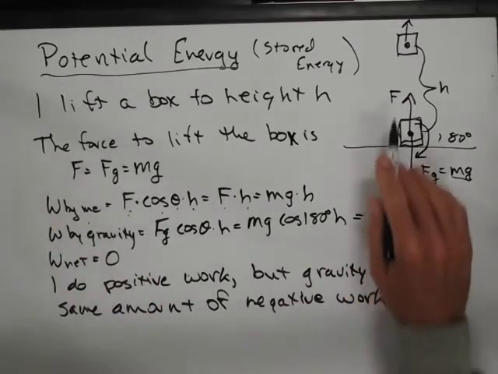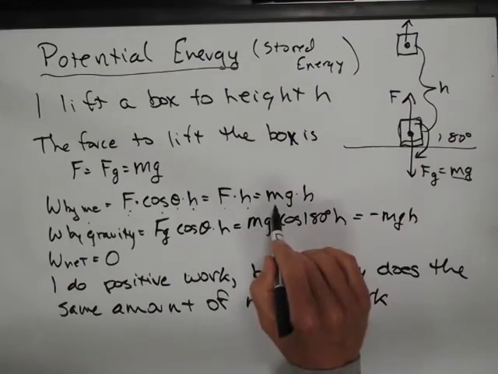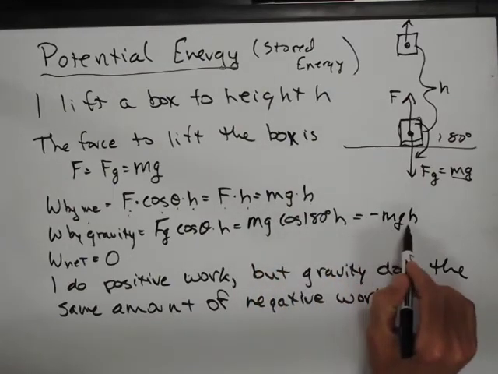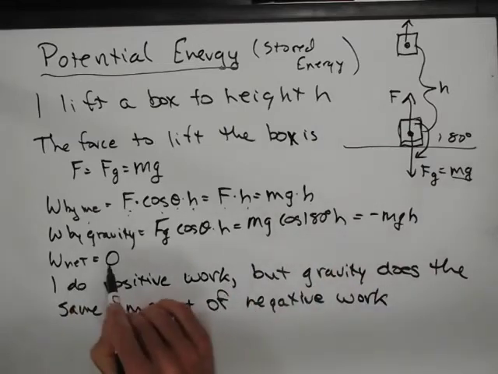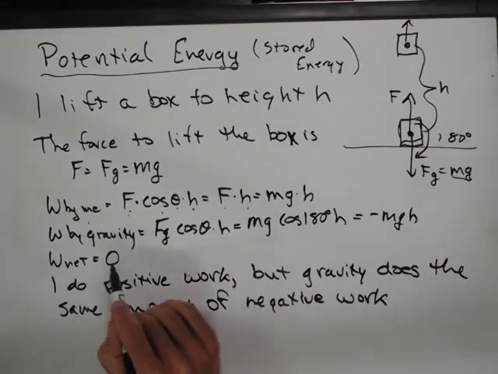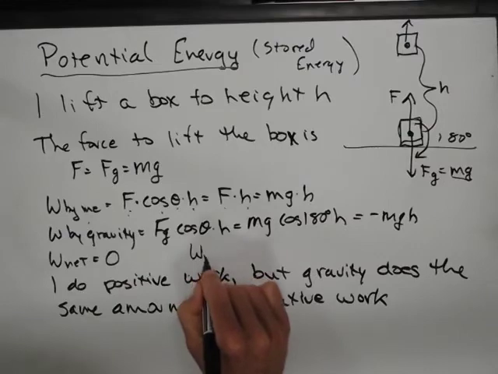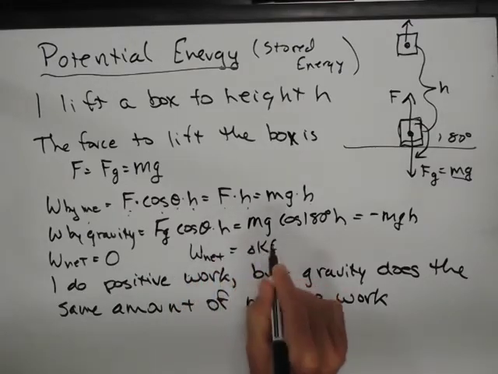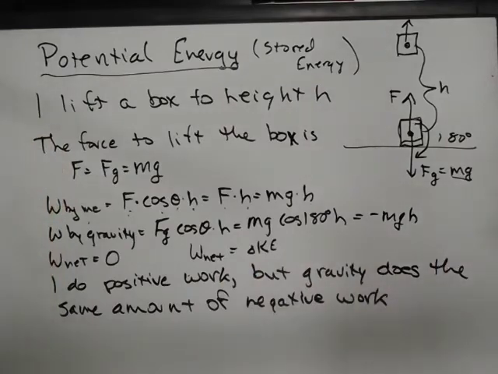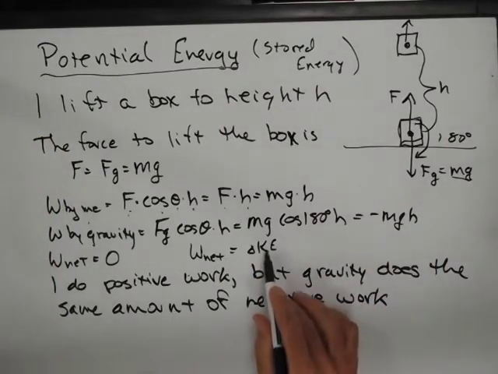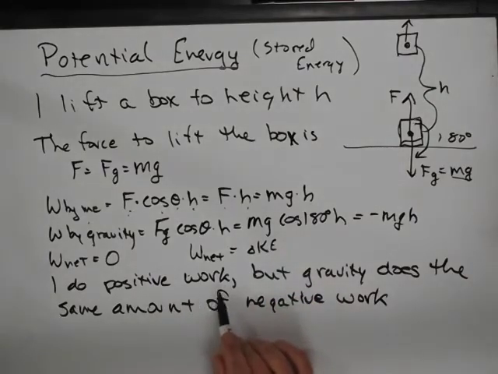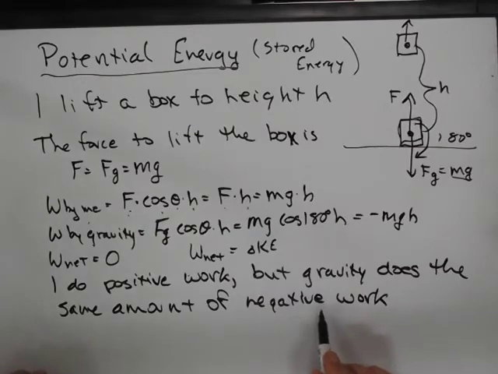Notice that while the box is being lifted, I'm doing positive mgh of work lifting it. Gravity is doing negative mgh. The net work is 0. And that should make sense, because we already said that the net work is equal to the change in kinetic energy. But if I just raise the box up slowly, its kinetic energy does not change. And so this side is 0. And so as I'm doing positive work, gravity is doing the same amount of negative work.